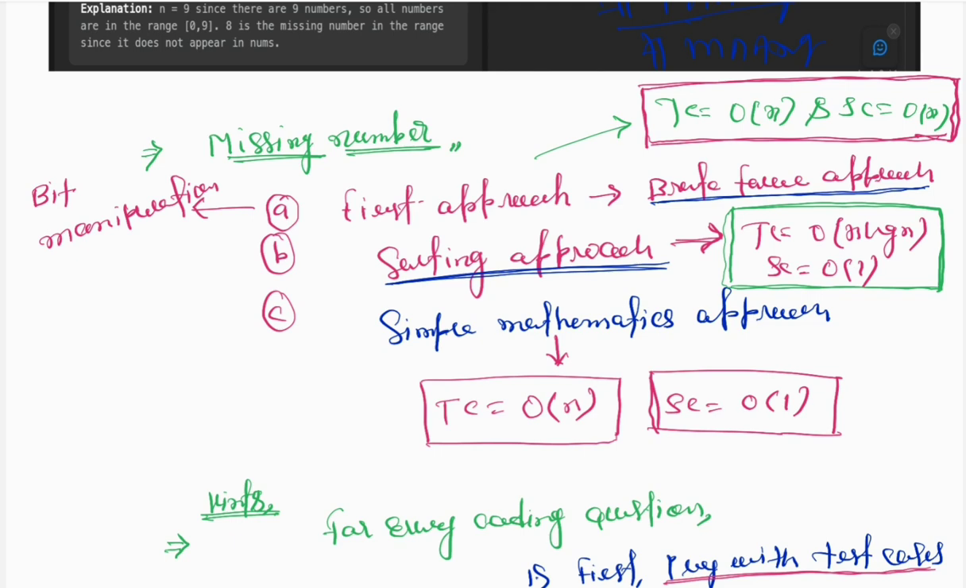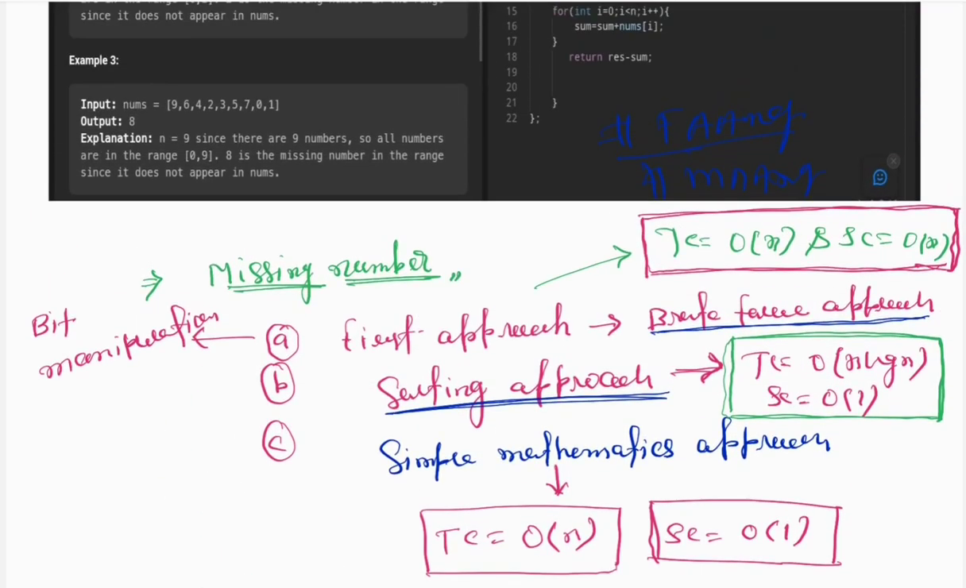So today let's solve this question step by step. First of all I write the question name, Missing Number. The first approach is the brute force approach, using bit manipulation. Then sorting, and after that the simple mathematics approach. In the simple mathematics approach, the time complexity will be only O(n) and the space will be O(1). This is the best approach. Sorting will take O(n log n) time and O(1) space. For bit manipulation we need extra space, so the space complexity there is O(n), and the time complexity is also O(n).